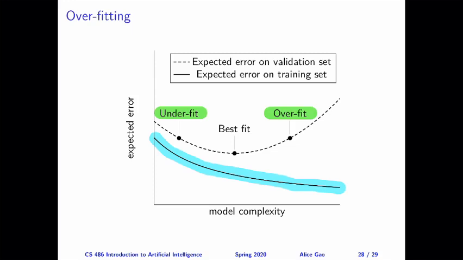So what we want to find is somewhere in the middle where the model complexity is reasonably complex. So it has enough complexity to capture the common characteristics between the two sets, but it doesn't have too much complexity to be overfitting to the training data.